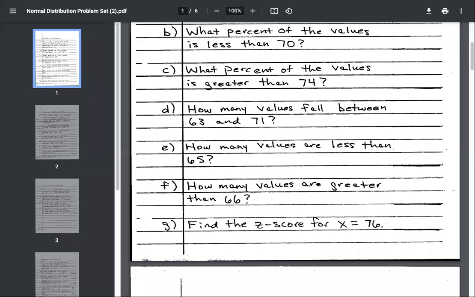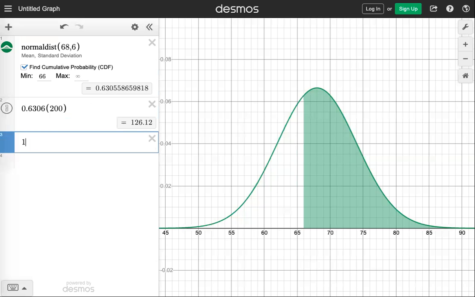Okay, the last question says, find the z-score for x equals 76. So I'm going to type in 76 inside parentheses. And what I'm going to do with that is subtract the average. Well, what's the average? It's going to be 68, right? My mean. So I'm going to subtract 68 and then close up the parentheses. And then at the very end, I'm going to divide by the standard deviation. The standard deviation is 6 right here. So I'm going to divide by 6 and I get 1.3 repeating, which is actually 4/3.